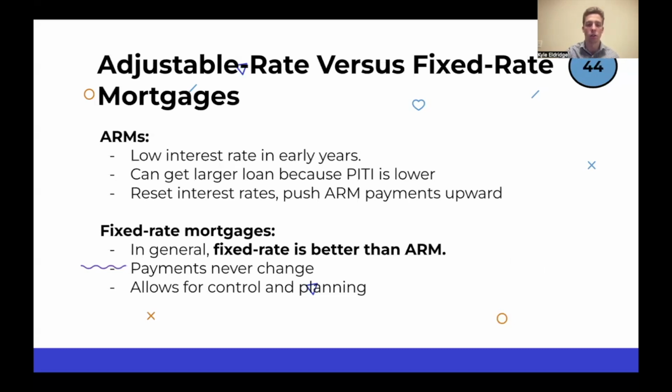They can get a larger loan because PITI is lower, and when they reset, interest rates push overall adjustable rate payments upward. On the other hand, fixed rate mortgages are better than adjustable rates. The payments never change, and it allows for overall control and planning.